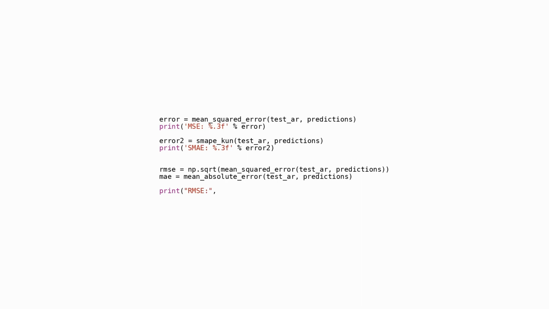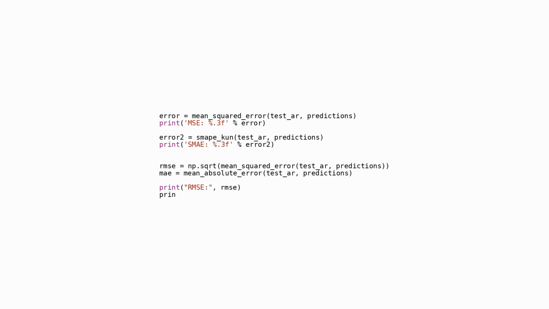RMSE is particularly useful when significant penalties for large errors are required. 4. Mean absolute error, MAE, calculates the average of the absolute errors between predicted and actual values. MAE is less influenced by outliers compared to MSE and RMSE.